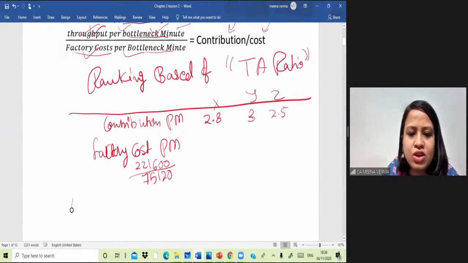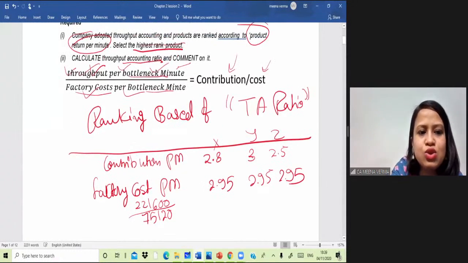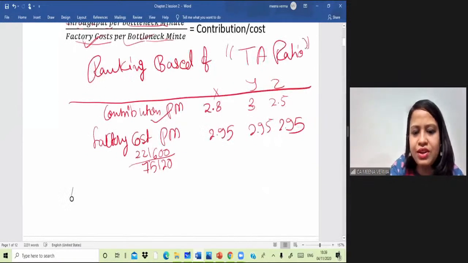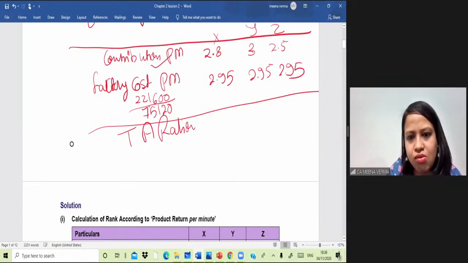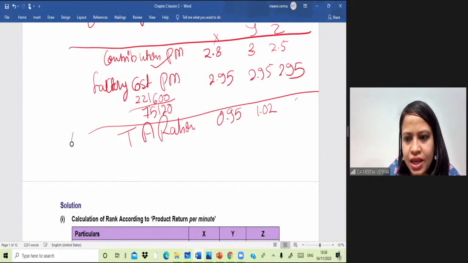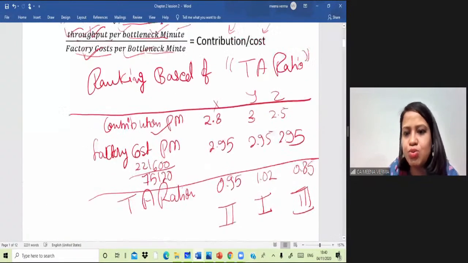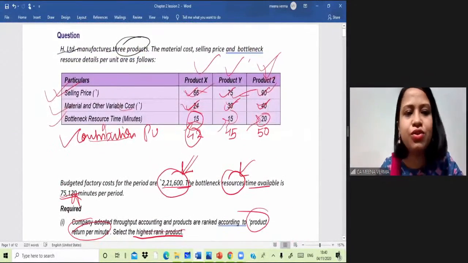So in this way, factory cost per bottleneck minute is 2.95. Okay, so we have calculated throughput, meaning contribution per bottleneck minute, and factory cost per bottleneck minute, and we will divide them. Then we will get the TA ratio. TA ratio is 0.95 at this place, 1.02 at this place, and 0.85 at this place. So Y will get the highest rank, then this, and then this. According to this, the organization should produce product Y first if we have limited resources.